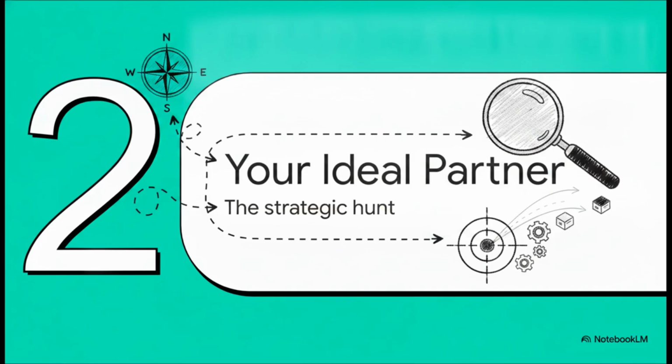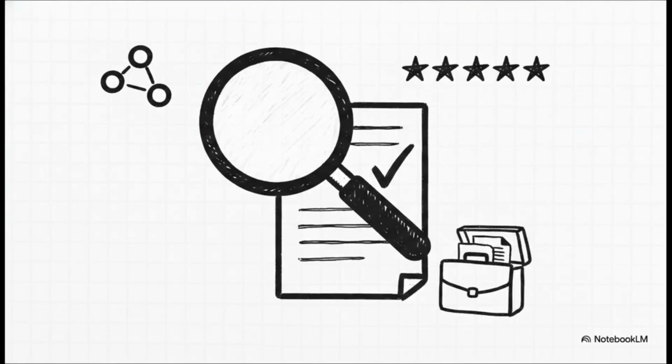Moving on to Section 2, finding your ideal partner. Now, finding that perfect partner isn't just about throwing a dart at a Google search. While you'll absolutely use standard tools like your professional networks on LinkedIn or industry referrals, the absolute secret sauce here is ruthless validation. Because let's face it, anyone can buy a slick website or a great marketing pitch. You need to dig deep into independent reviews, study their portfolios, and really scrutinize those past case studies to find tangible, undeniable proof of their competence.